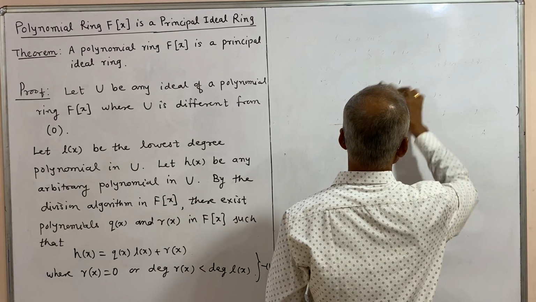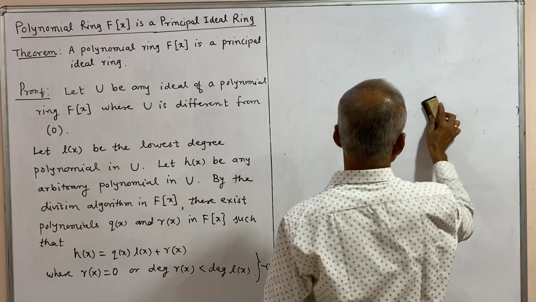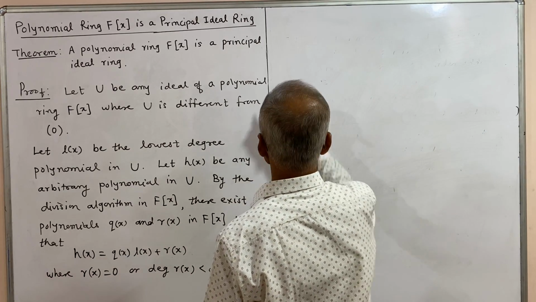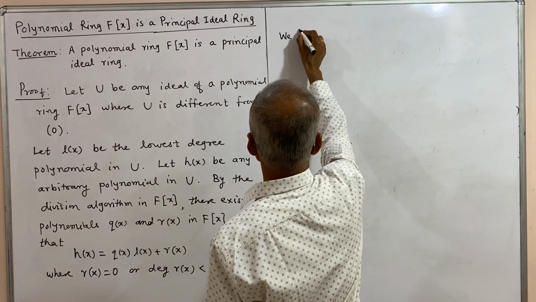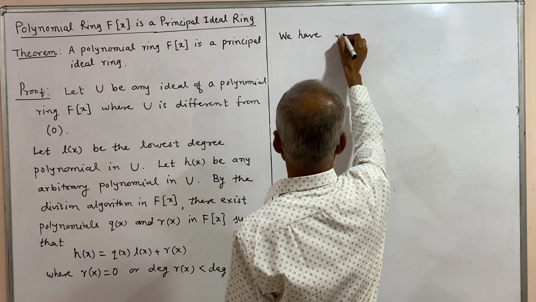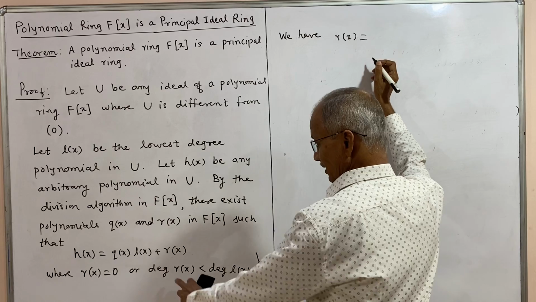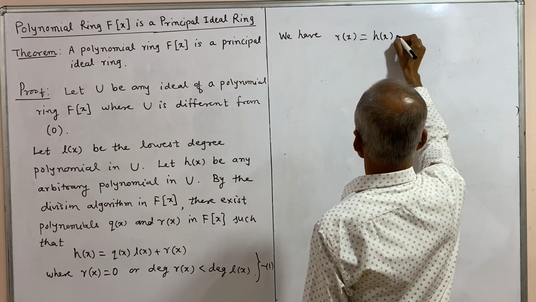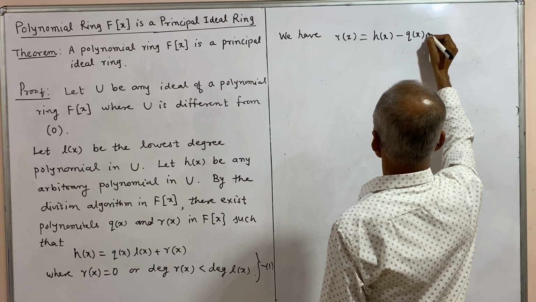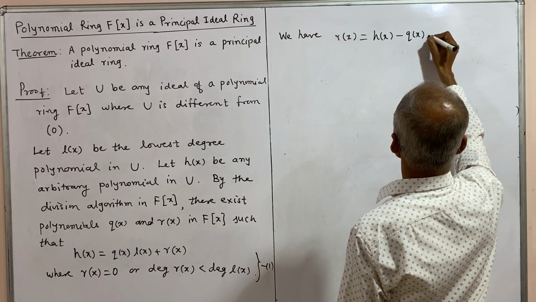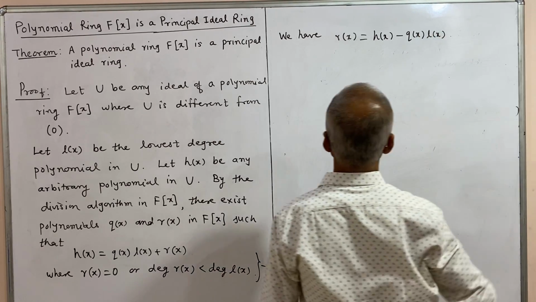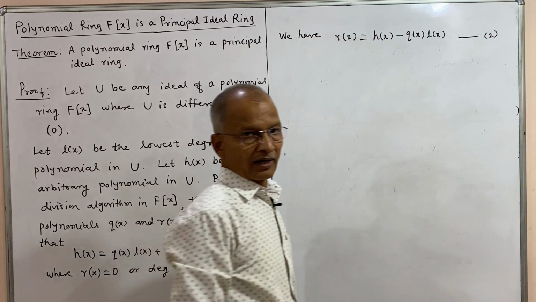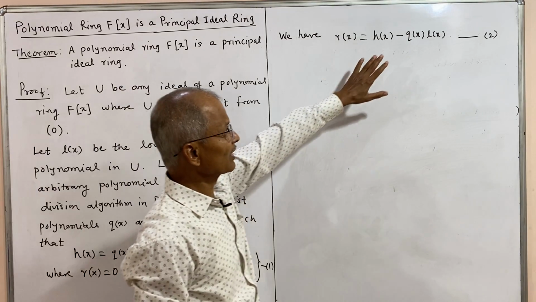So this gives, therefore we have r of x is equal to h of x minus q of x into L of x. This expression we shall have. Now we may suppose this as second, and now we see the right side of it.